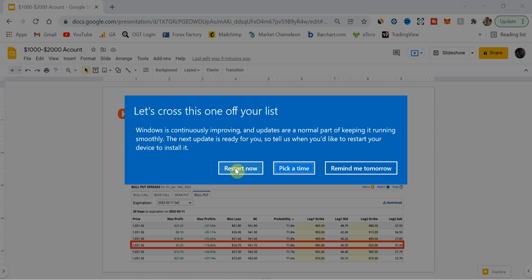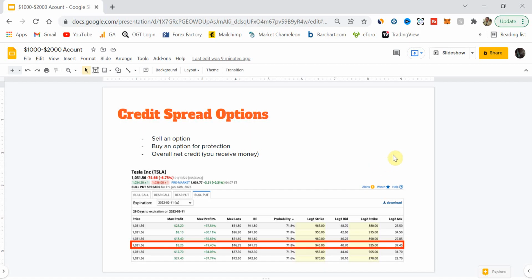And let me just get rid of this. Definitely want to restart tomorrow.